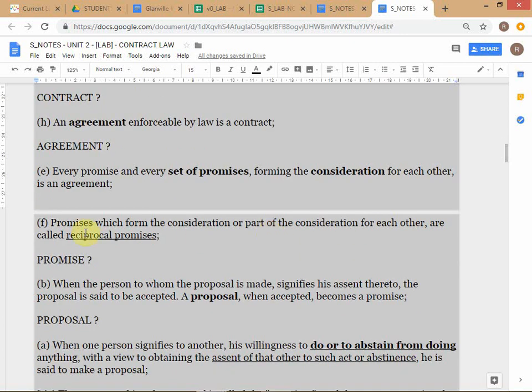Now obviously there's another term also which you can see together. Every promise and set of promises forming the consideration for each other are also called reciprocal promises. You understand what reciprocal is? Two-way, basically. Two-way with some idea of equivalence.